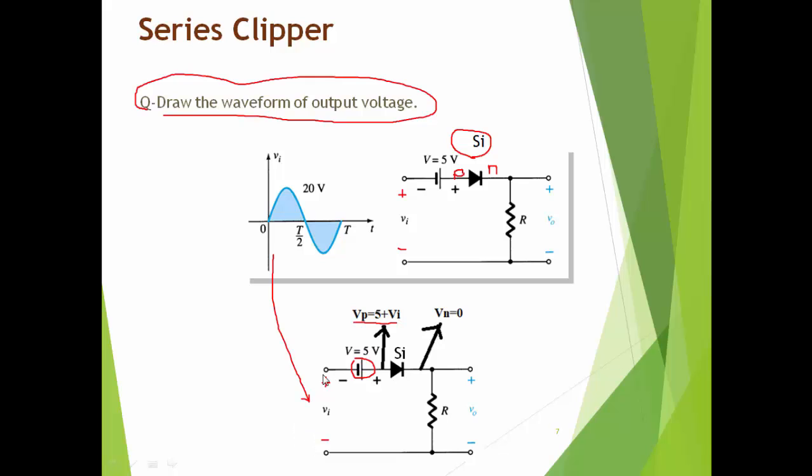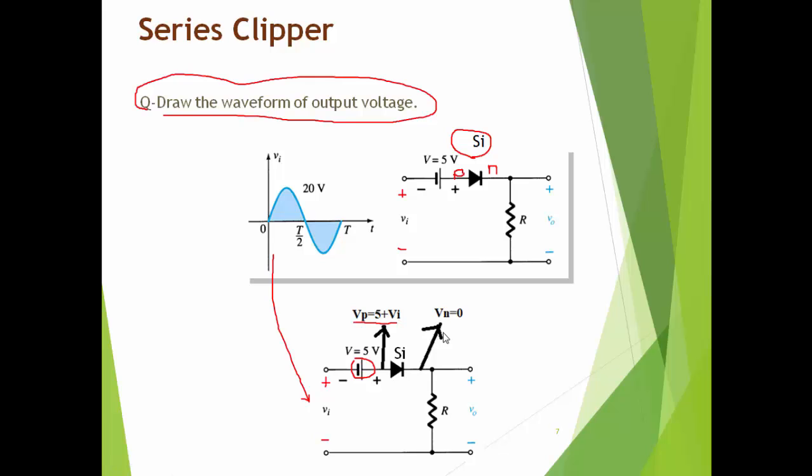If we are going for this source, this is supplying plus Vi volt to Vp node and 0 volt to Vn node. So, in total, we say that at P node, total voltage is plus 5 from battery and plus Vi from the supply, this Vi. So, in total, Vp is plus 5 plus Vi and in total, Vn is 0.